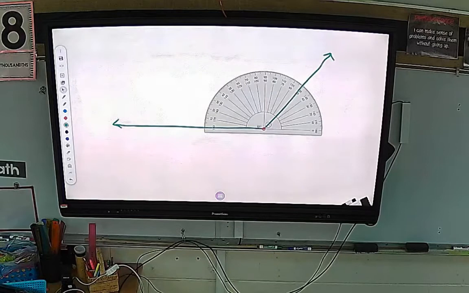All right, last one there. Kennedy, what'd you get for that last one there? Pull that down. Pull that down. Okay, keep measuring that out. Shayla, what'd you get for that one?